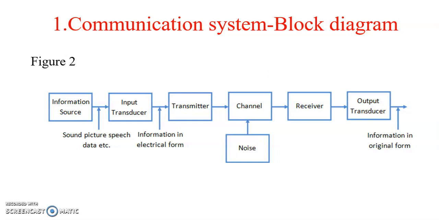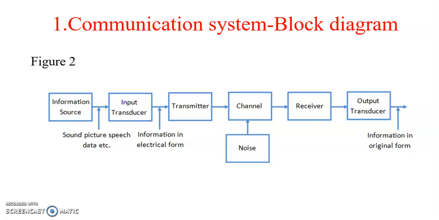Next one is the channel. Through this medium, we can send our modulated signal to the receiver. While transmitting signals through the channel, noise will affect our transmitted signal. At the receiver side, the receiver will receive the transmitted signal and recover the original message signal from the received signal, and thereafter the signal is in electrical form.